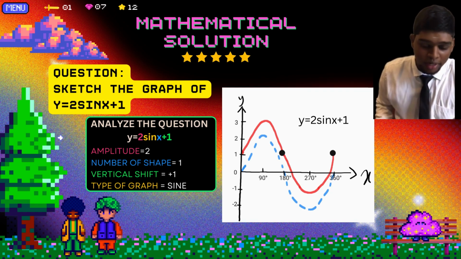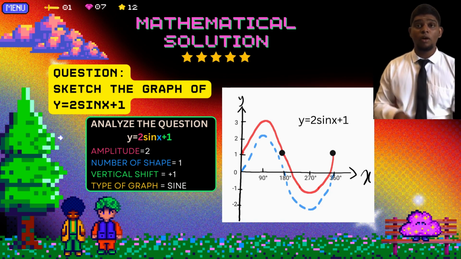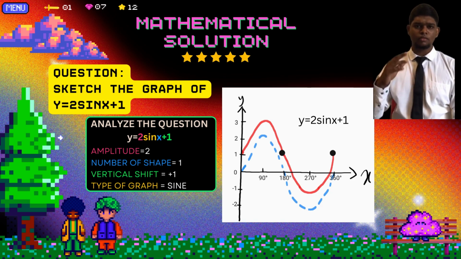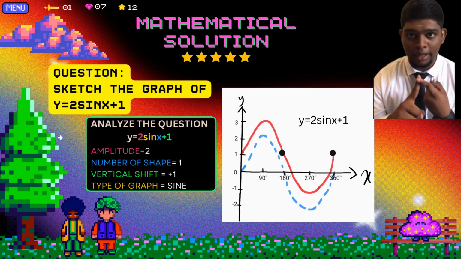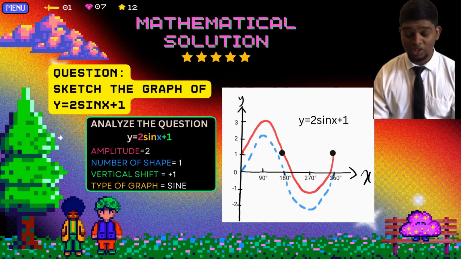The question is y equals 2 sine x plus 1. Before you sketch the graph, you have to analyze the question. There are four main rules. First of all, the type of the graph. Is it a sine graph, a cosine graph, or a tangent graph?